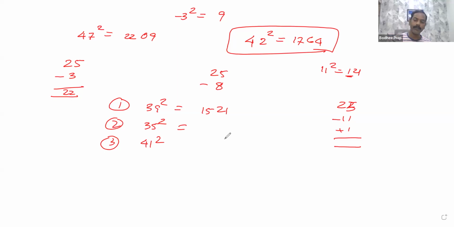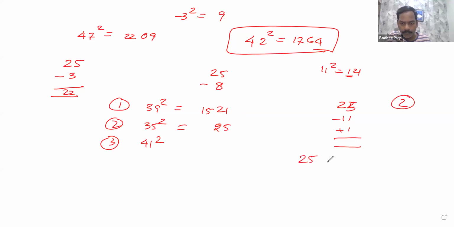Similarly, for 35, the difference is 15. So 15 square is what? 225. So 225 will be 25, correct? And 2 is carry forward.